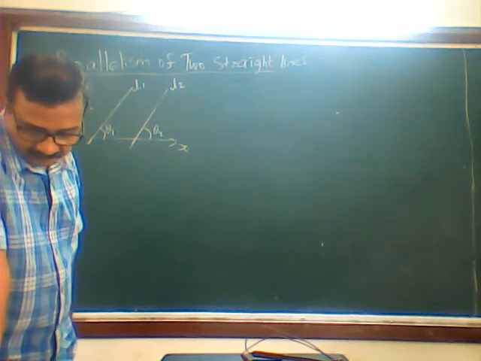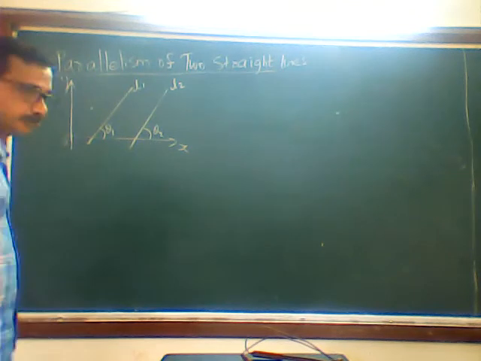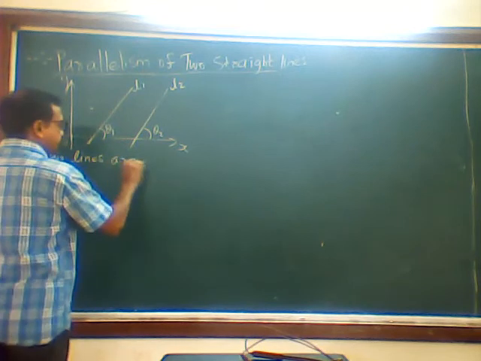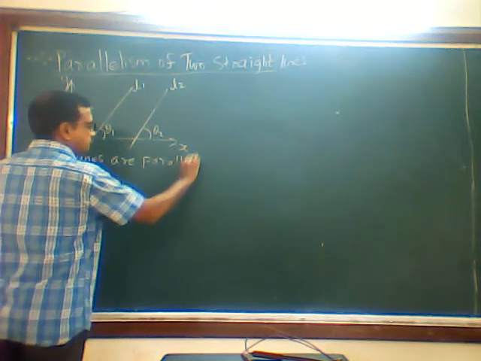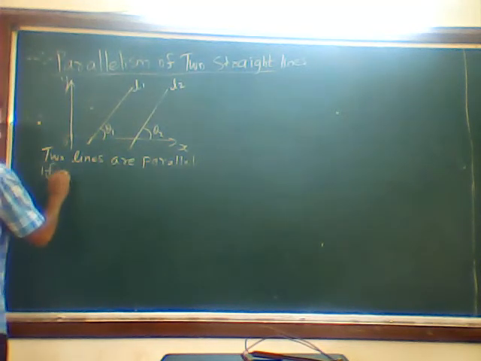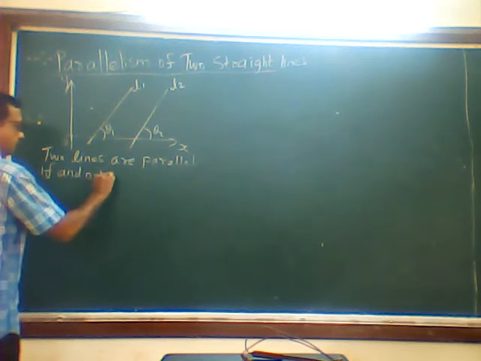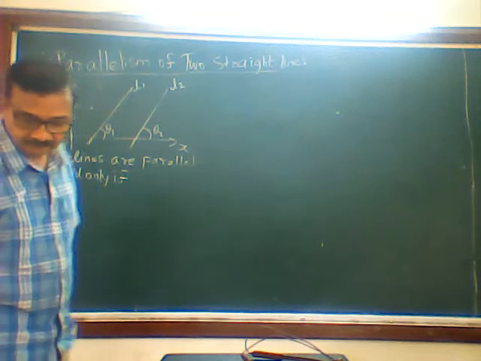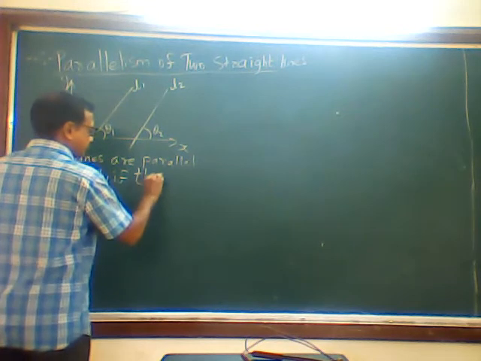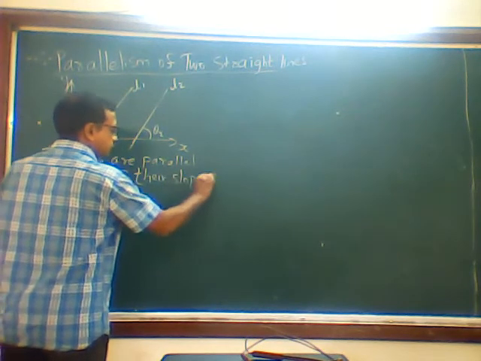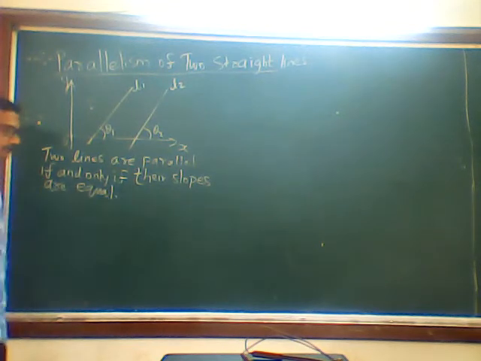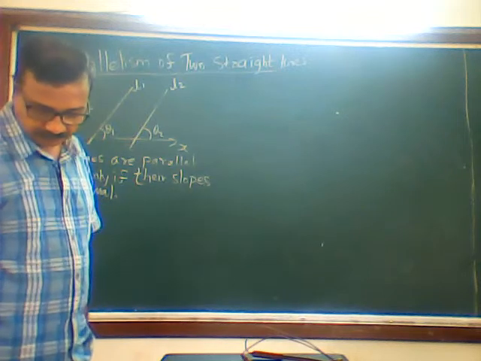Two lines are parallel if and only if their slopes are equal.